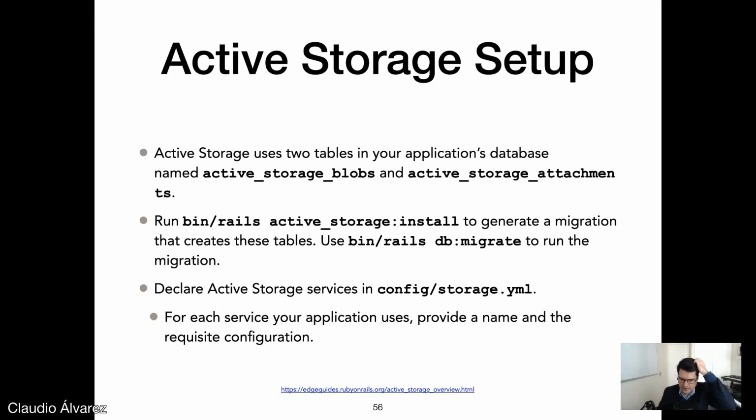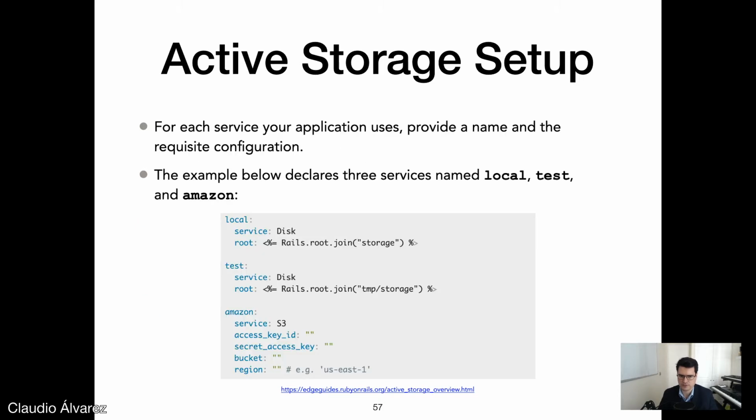So then you have to declare the storage services that you want to use in a configuration file, which is storage.yml. That file is stored under the config directory. And for each service your application uses, you have to provide a name and the requisite configuration. So in this case, we've got different configurations. We've got a local configuration that will use the local disk to store the files. In this case, the root folder for file storage is a folder called storage that is right beneath the root path of the Rails application.